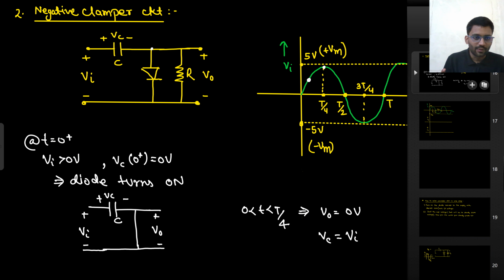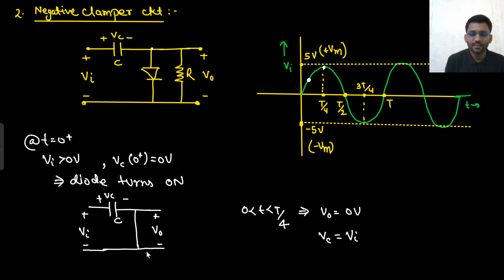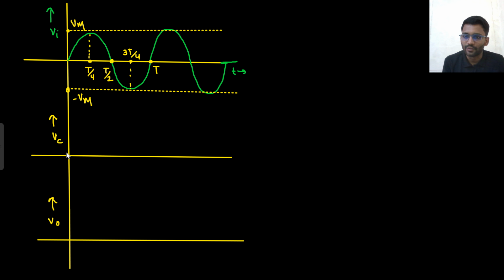For now we are going to write down what we have covered. So for 0 to T by 4 we have written V0 is 0 volt and Vc is equal to Vin only. Now it is charged till this point. So Vc is equal to Vin only and our V0 is 0 volt. Now at T equals T by 4 plus, what is happening?